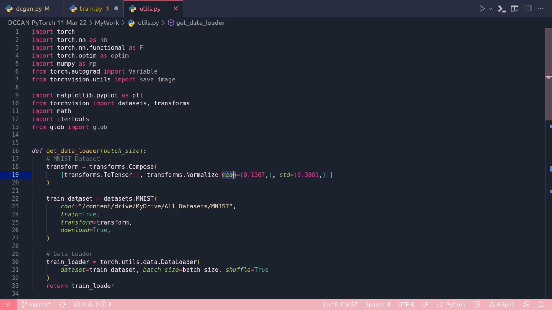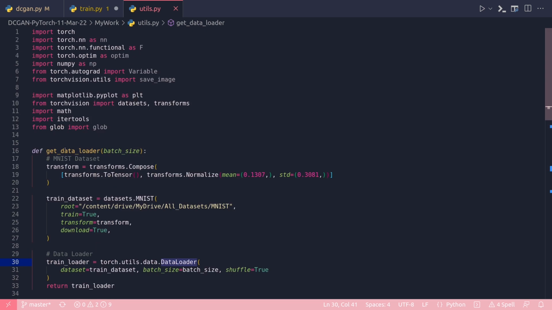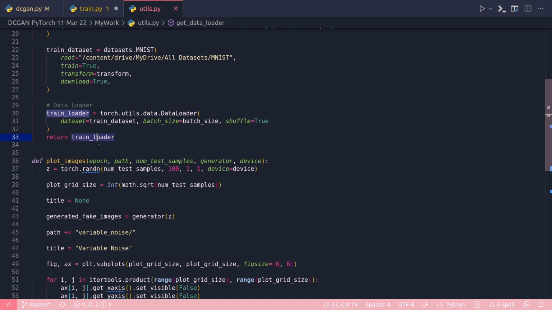My train dataset variable will just be the downloaded dataset from datasets.MNIST, which is coming from torchvision. I mention my root folder to be my Google Drive, train equal to True, transform applying the transform I previously defined, and download equal to True. That means if the data is already there, it will not download it again, otherwise it will download it. Then I'm making use of the torch.utils.data DataLoader to load this train dataset, so that it will fetch the data batch by batch from the entire dataset and feed it to the model. And finally, from this get data loader function, I'm just returning the train loader. This is each batch of data that will be fed into the model.